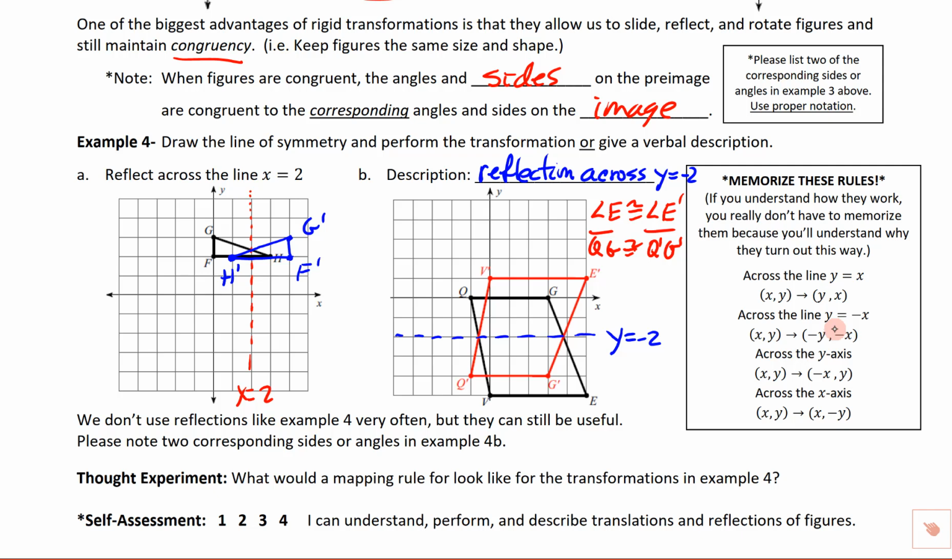Now, I think what would be really interesting is this little thought experiment right here. We know mapping rules for all of these other ones that we've worked on, but not for reflections across vertical lines like x equals 2 or horizontal lines like y equals -2. It might be interesting for you to think about what those would look like. You can come up with rules like that. They are much, much more complicated than that, and it might take some trial and error before you get it. If you're interested in that, you're welcome to come and talk to me, before or after class or something like that.